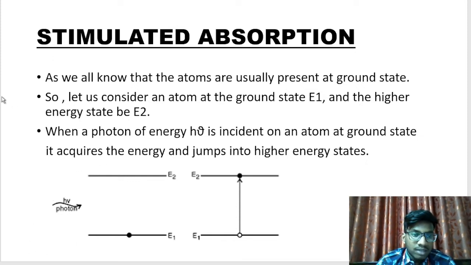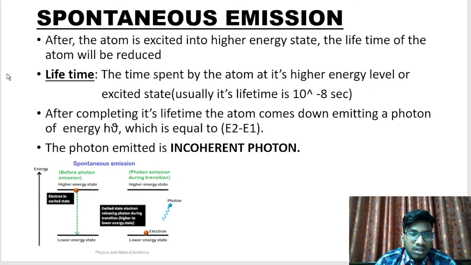The second interaction of radiation is spontaneous emission. This was given by Niels Bohr. After the atom is excited into a higher energy state, it stays there only for its lifetime. First, we need to know what is meant by lifetime. The lifetime is the time spent by the atom at its higher energy level or excited state. How much time the atom spends at the higher energy level is its lifetime. For a hydrogen atom, the lifetime is very low, about 10 power minus 8 seconds.